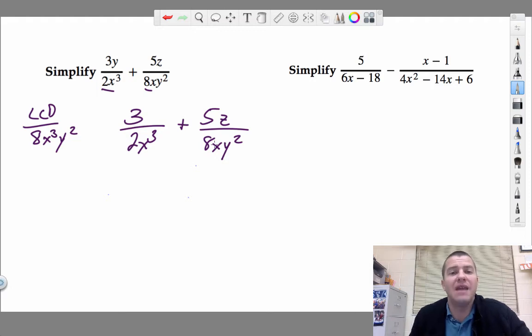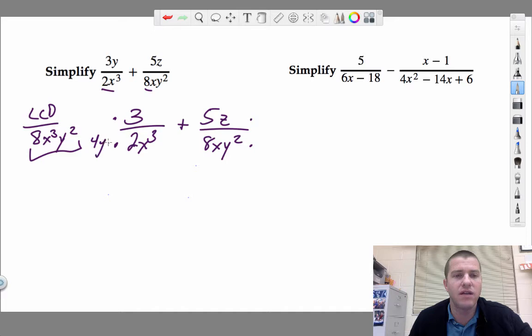And in order to combine these, I need to have the common denominator. So what I'm going to do is multiply both numerator and denominator by something in order to make it this least common denominator. So to get the 2 to become an 8, I need to multiply by 4. The x cubed is already there, but I do need this y squared. So I'm multiplying numerator and denominator by 4y squared here. And over here, I already have the 8. I already have the y squared. All I need is x cubed. Well, I already have one x. I just need to multiply that by x squared.